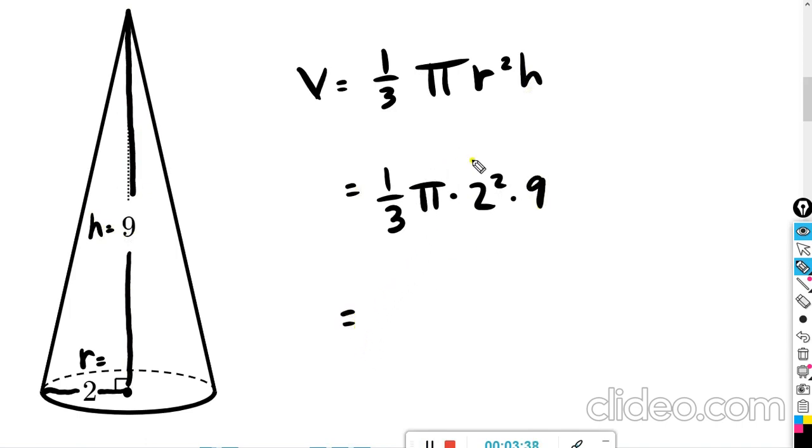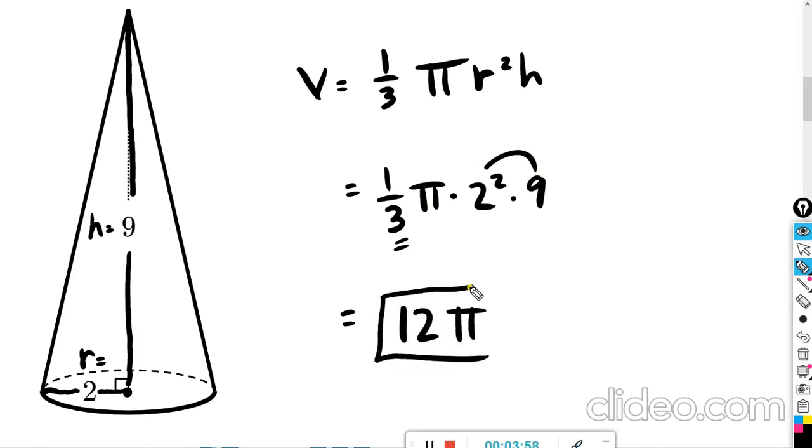So I'm going to do 2 squared times 9, and then divided by 3, leave pi as is. On the calculator, 2 squared times 9 divided by 3, and I get 12. So that is your final answer, 12 times pi.